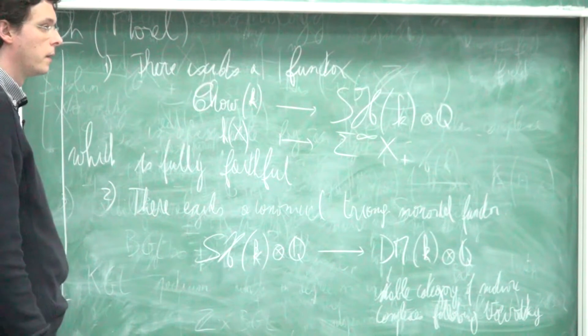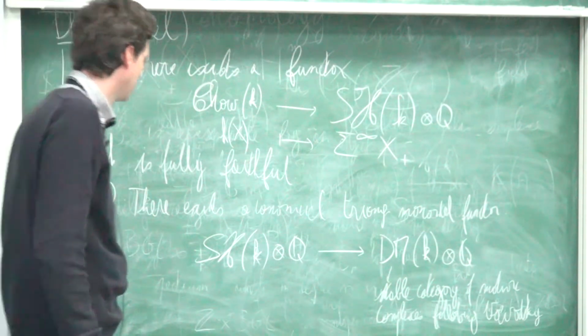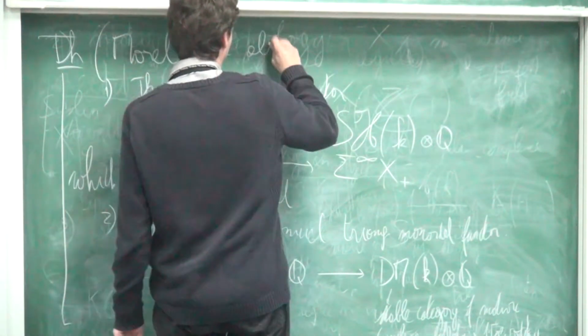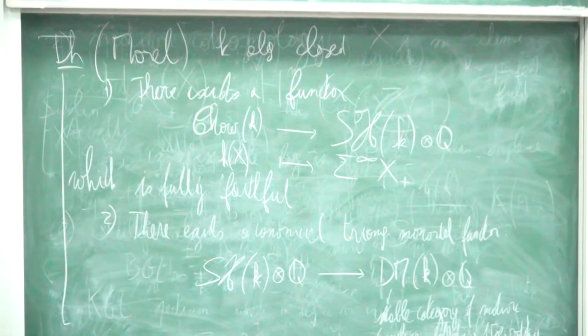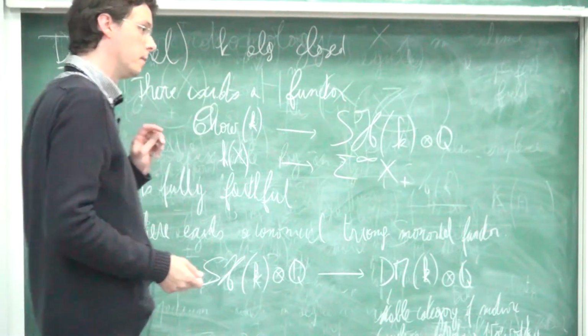I'm sorry, for general K, DM is a direct summand of SH. So K is algebraically closed, right? Oh, okay, I've stated that. So then it's an equivalence.